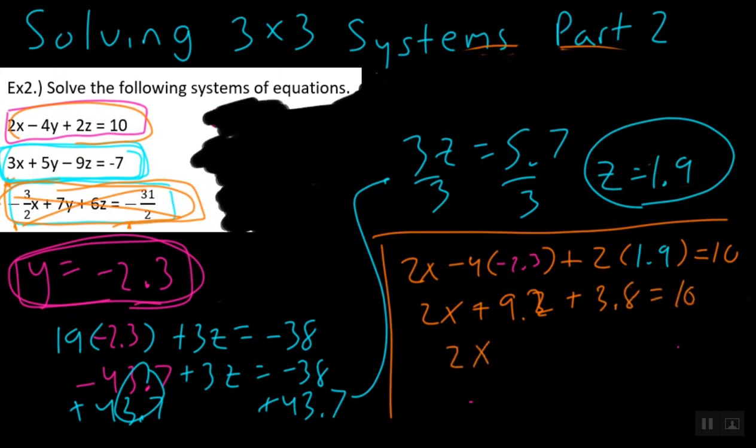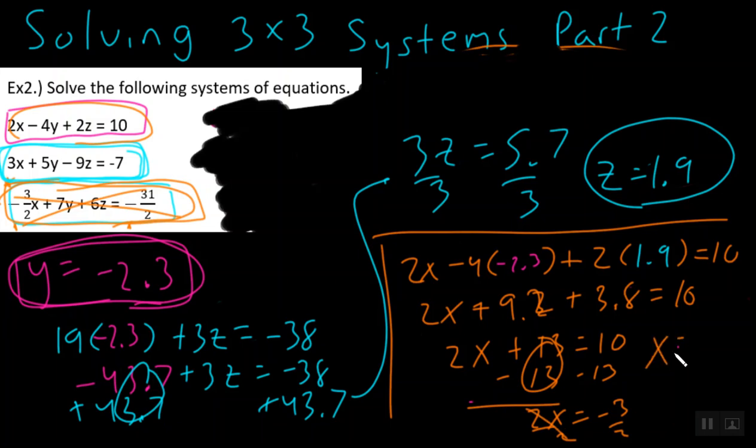Well, check it out, guys. I know that 9.2 plus 3.8 will give me 13, which is equal to 10. And wait a second, now we actually have some normal, nice numbers. 10 minus 13 gives me negative 3. I divide both sides by 2, and it looks like x is equal to negative 3 over 2.